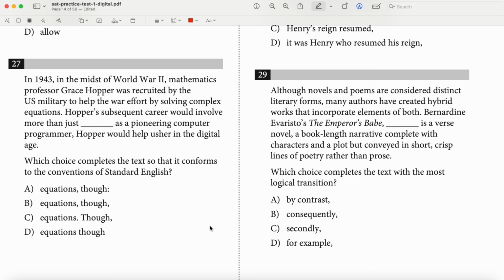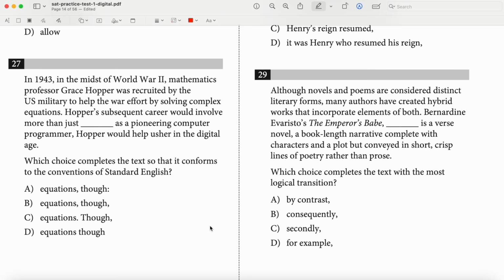Starting that last sentence with though, what's wrong with that? Well, it makes it seem like it's contrasting, but it's just another statement. It's not a contrast relationship between those last two ideas. Is that clear? And that's what C is suggesting. Here are the last two ideas. Hopper's subsequent career would involve more than just equations. And then the other idea is, as a pioneering computer programmer, Hopper would help usher in the digital age. Those are not contrasting ideas. Not a bit. And C is suggesting they're contrasting ideas.